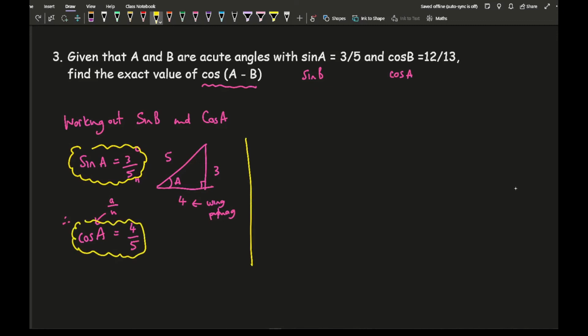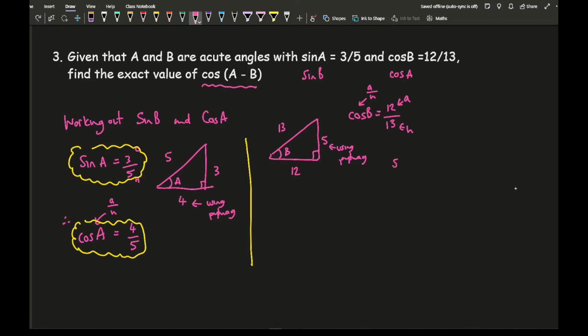And then if I then work with cos B, so if I draw another triangle, and this time that angle there is going to be B, and I've got that cos B equals 12 over 13. Well, to use cos, what do I need? I need the adjacent over hypotenuse. So here the adjacent is going to be 12, and the hypotenuse is going to be 13. So using Pythagoras again, I'm going to get 13 squared minus 12 squared, which gives me 25, rooted gives me 5, and again that's using Pythagoras.